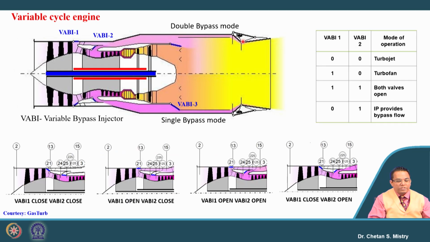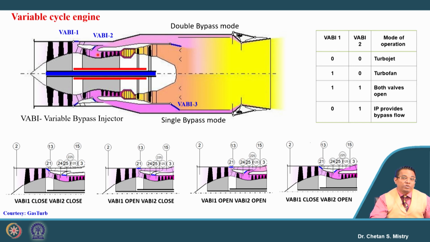Let's look at this, which represents the working of this variable cycle engine. If we look carefully, VB1 is closed and VB2 is also closed. So there is no bypass happening from this fan, and no bypass happening from this other fan. So we can say this engine is working similar to our turbojet engine.